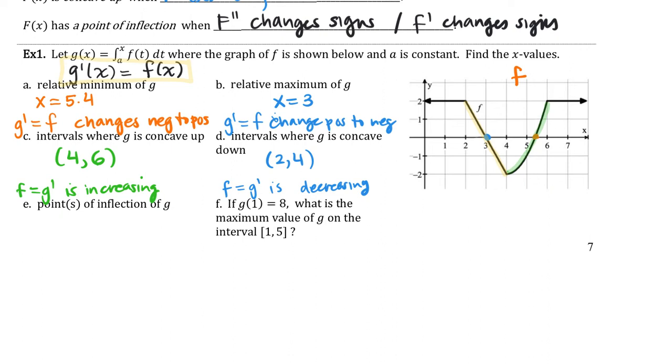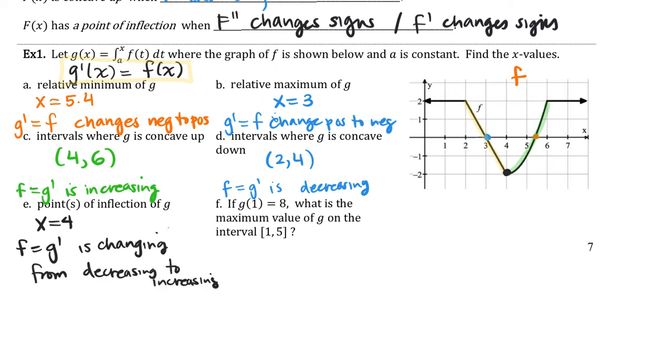I don't have F prime, but F prime is the slope of F. So I want to see when F changes from decreasing to increasing or vice versa. So where does that happen? Let's see, F is constant, decreasing, increasing. So right at that nice corner right here, at x equals 4, F is changing from increasing to decreasing, which I care about because F is G prime. And it's changing, hold on, typo. Okay, it's changing from decreasing to increasing.